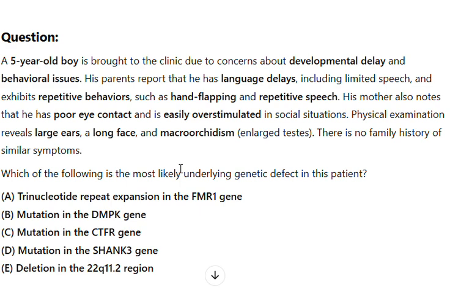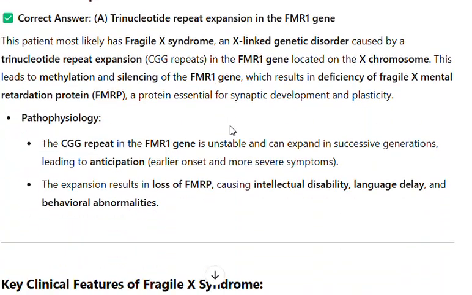Answer and explanation. Correct answer: trinucleotide repeat expansion in the FMR1 gene. This patient most likely has Fragile X syndrome, an X-linked genetic disorder caused by a trinucleotide repeat expansion, CGG repeats, in the FMR1 gene located on the X chromosome. This leads to methylation and silencing of the FMR1 gene, which results in deficiency of Fragile X mental retardation protein, FMRP, a protein essential for synaptic development and plasticity.